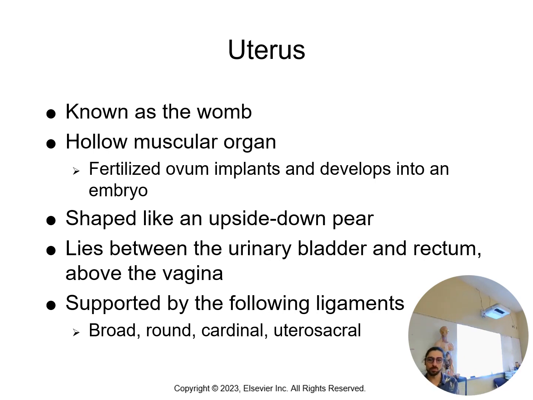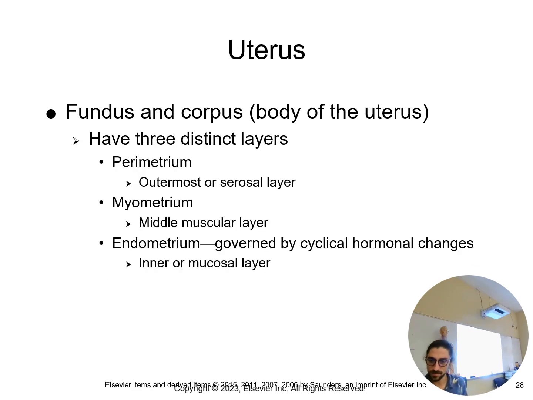All right, so the uterus, what is it? It is the womb, a hollow muscular organ meant to hold a baby, shaped like an upside-down pear. It lies between the bladder, the rectum, and the vagina, supported by a whole bunch of ligaments. It essentially sits on the pelvic floor and stretches it all out. And then you do all your stretches to get it back, and then babies come again, and such is life. Fundus and corpus.